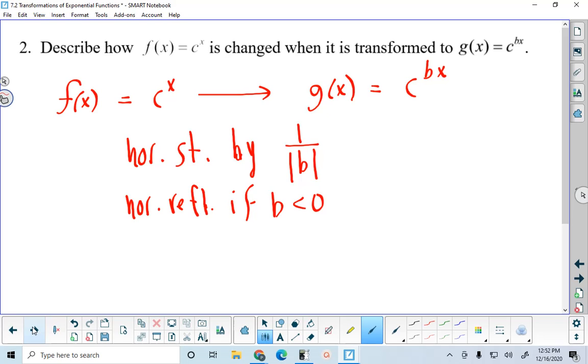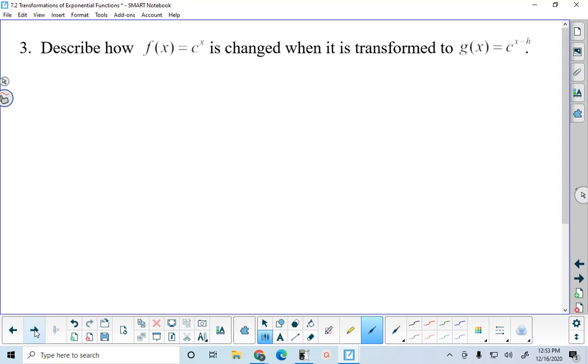And then number 3 and 4 are reminding us about h and k. But what's actually nice here is, because it's an exponential function, you may not be accustomed to where the h goes. Remember, it's f of x minus h. So it goes from c to the x to c to the x minus h. The x changes to x minus h.